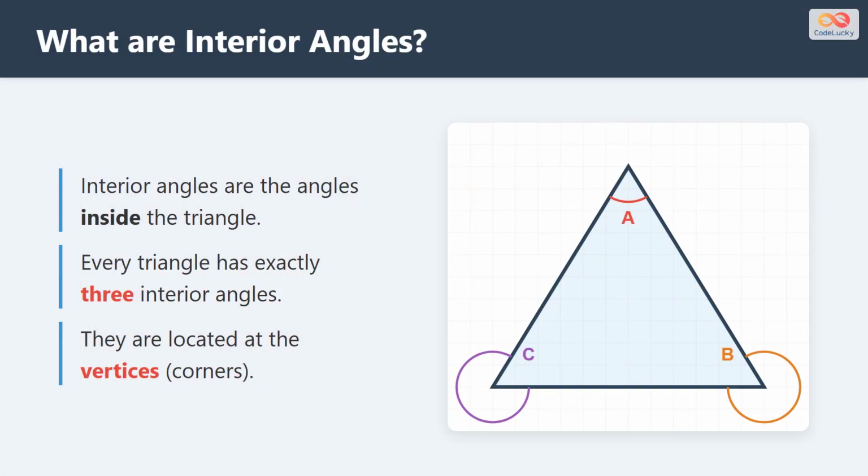First, let us define what we are talking about. Interior angles are the angles located inside the shape, at each of the three corners or vertices. Every single triangle, no matter its shape or size, has exactly three interior angles. Here they are labeled A, B, and C.